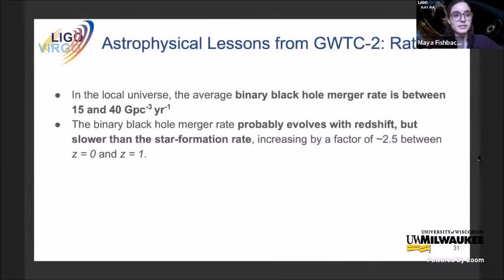So some conclusions about what we infer about the rates of these mergers. We know that in the local universe, the average binary black hole merger rate is between 15 and 40 mergers per cubic gigaparsec per year. And the binary black hole merger rate probably evolves, but slower than the star formation rate. So the merger rate probably increases by a factor of 2.5 or so between redshifts of 0 and 1. So next slide.